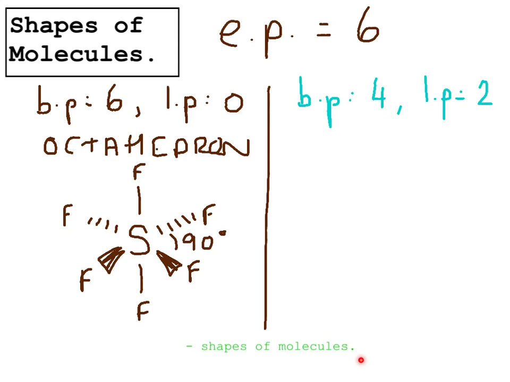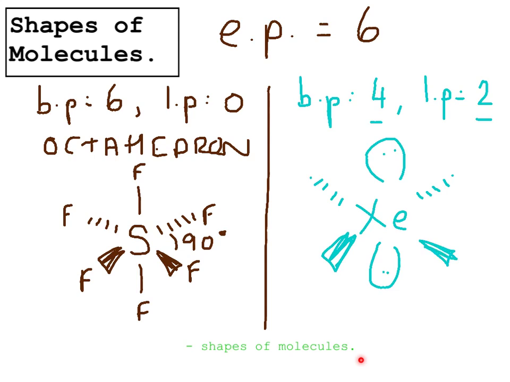Now if you have 4 bonding pairs and 2 lone pairs, then basically this is based on octahedron, but you lose the top and the bottom bond. So this one could be xenon tetrafluoride. You'd have the xenon in the middle, and then you'd have 2 lone pairs, one going up and one going down, and then you'd have your other bonds still in place around the xenon.